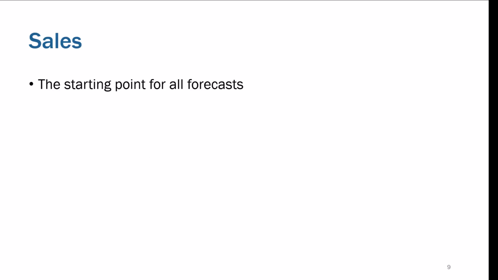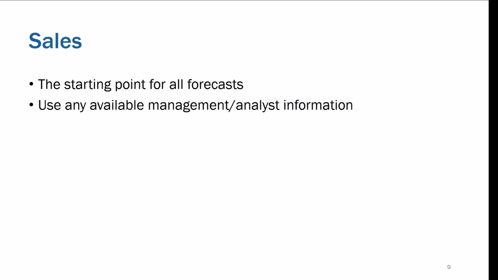So jumping into some details here, we're going to start with sales. Now, sales is the starting point for all forecasts. Oftentimes it's an indicator of if the company's growing or if it's getting smaller, and that will dictate how a lot of the other items get forecast as well. There's probably no metric that is used more often in a forecast for different line items than sales. Jump off point for a lot of things.